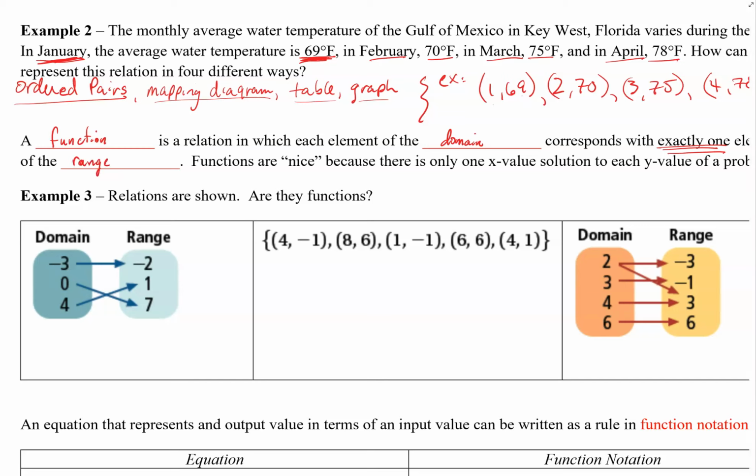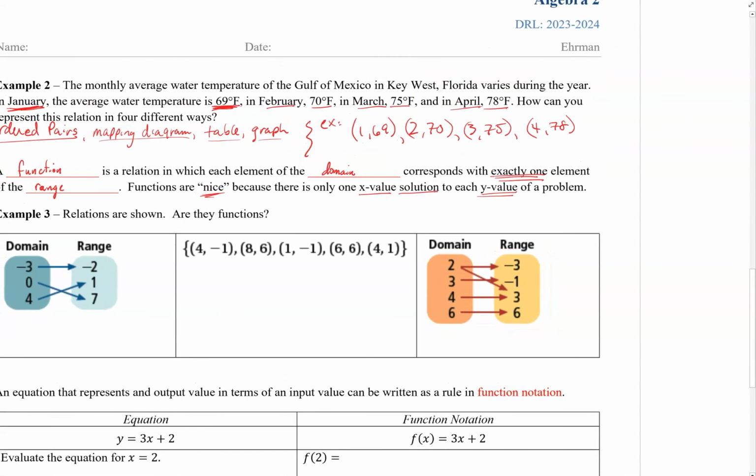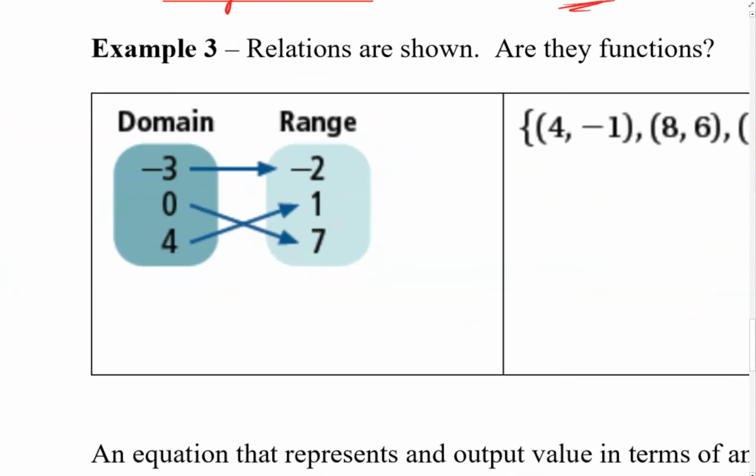So if each input corresponds to exactly one output, that means that functions are kind of nice, and I put nice in quotes here because that's a bit subjective, but functions are nice because there will only be one x-value solution to each y-value of a given problem, or each identified y-value of a given problem. Now that may sound strange at first or a bit vague, but I'd like to clarify that claim here with just a few examples.